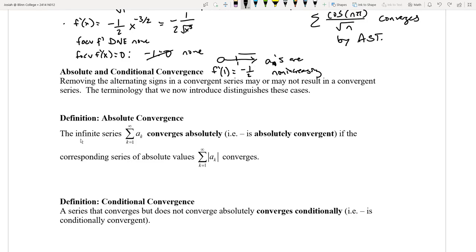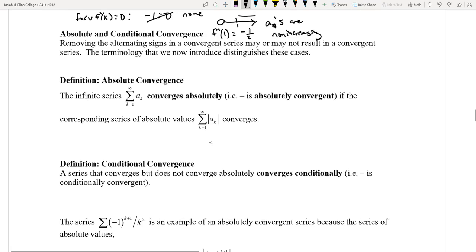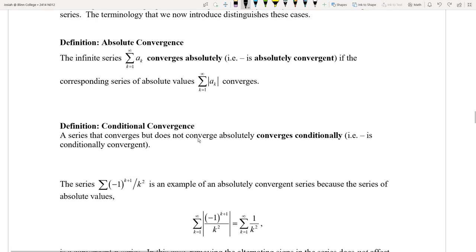So the infinite series converges absolutely if the corresponding series of absolute values converges. So we put absolute values on it. That gets rid of our alternator. And if it still converges, we'll say it converges absolutely. A series that converges but not absolutely converges conditionally, or is conditionally convergent. So if a series needs that alternator to converge, we'll call it conditionally convergent. If a series doesn't need it, we'll call it absolutely convergent.